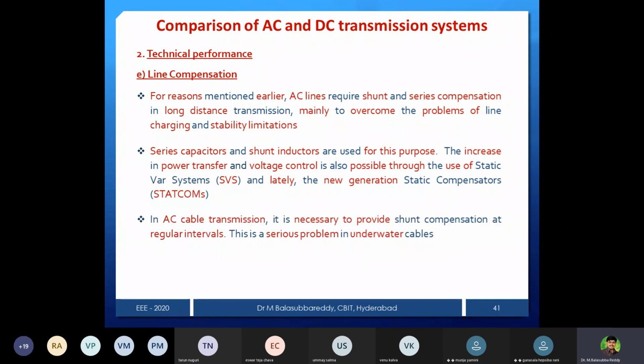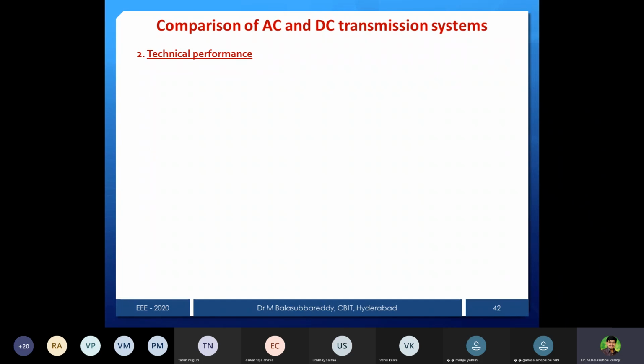In AC cable transmission, it is necessary to provide shunt compensation at regular intervals. So obviously, where AC cables are there, to maintain them in good condition we need to provide shunt compensation at regular intervals. That's what the AC cable diagram shows: at every short distance there is a regular interval where we need to provide shunt compensation. And in the case of a DC line, such compensation is not required. Only in the AC case it will be there, but in the DC case we don't require any compensation.